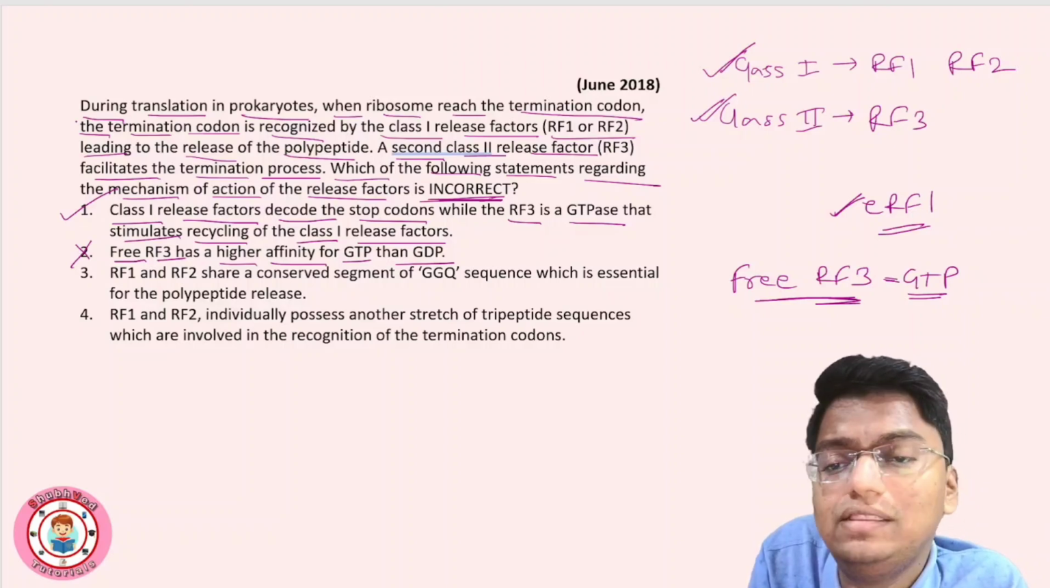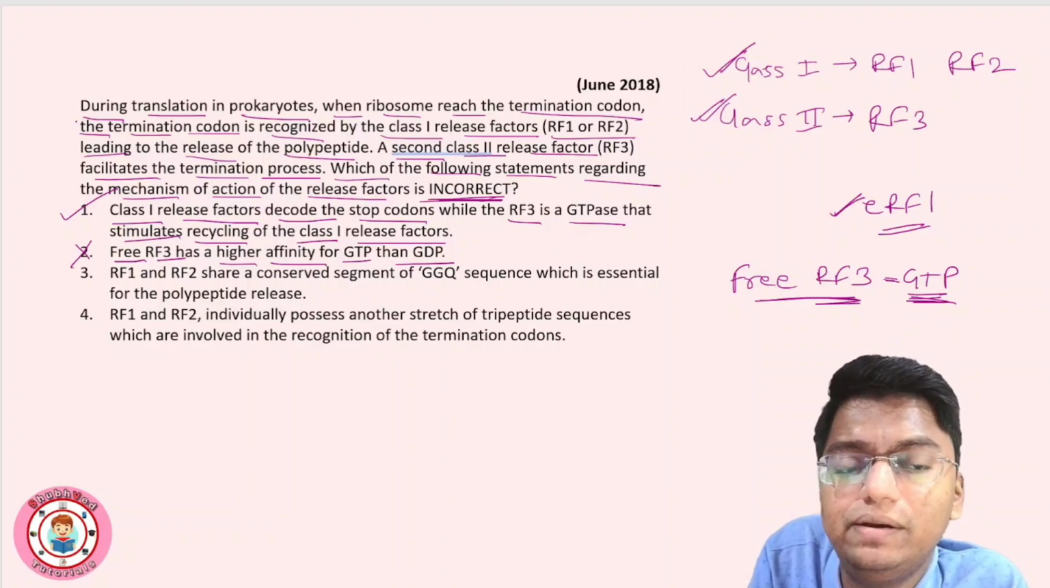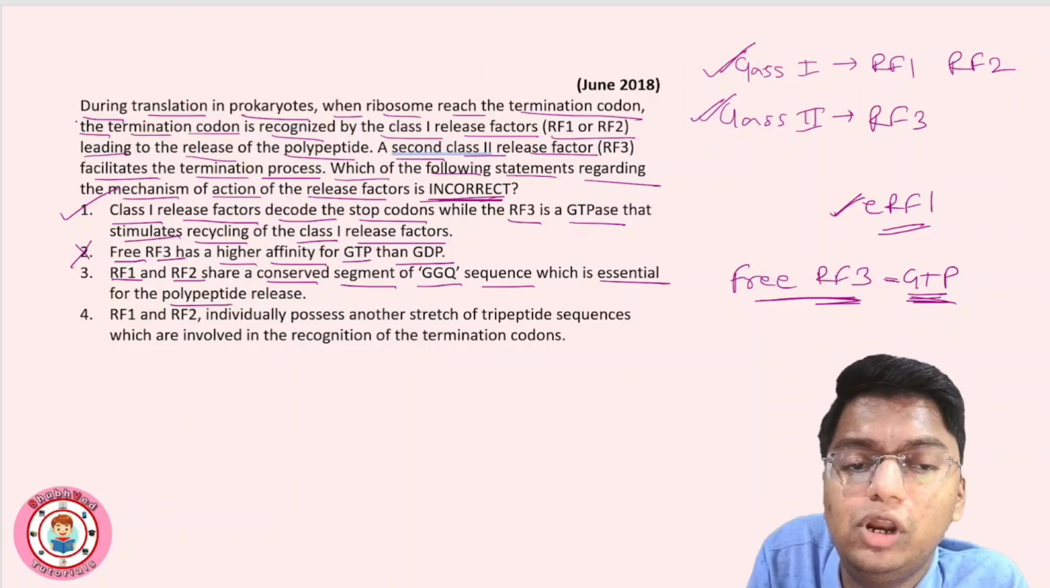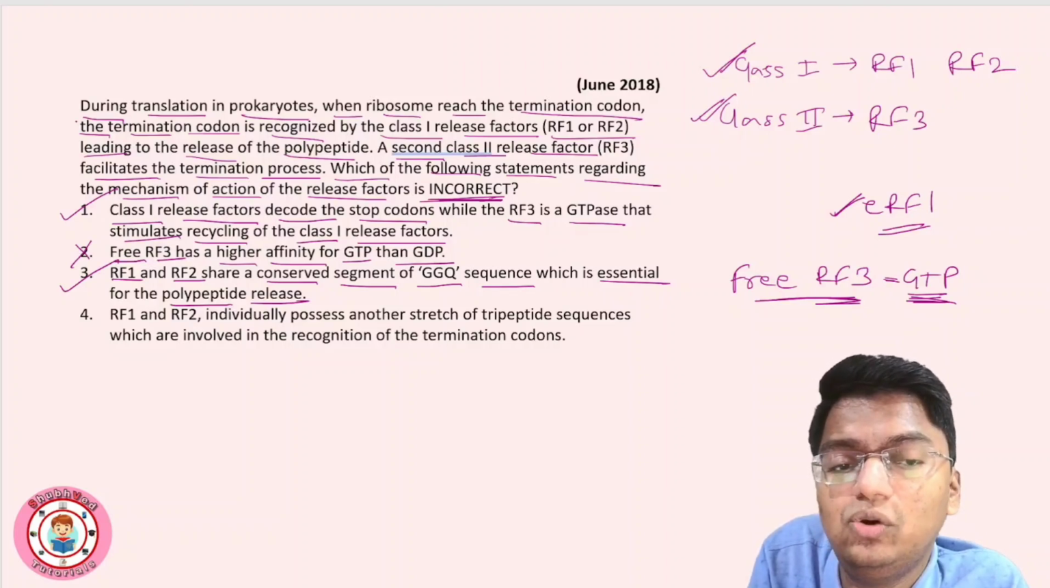Okay, when this functions, its GTP will be hydrolyzed, right, to GDP. Okay, so it does not have the higher affinity for GTP, right? So this is incorrect. Next statement, RF1 and RF2 share a conserved segment of GGQ sequence, which is essential for the polypeptide release. Yes, there is a GGQ sequence, that is conserved, so this is also a correct statement.